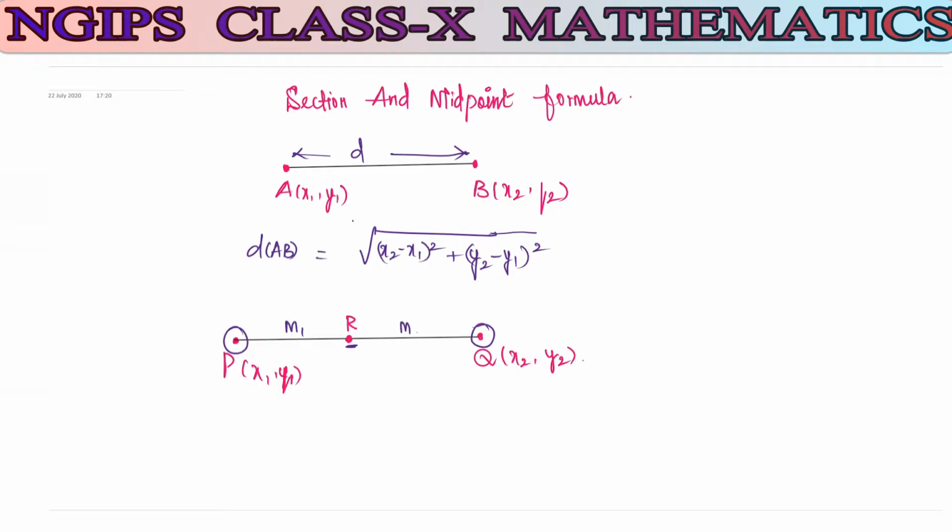We will discuss how to find out the coordinate when they have given 2 points and the ratio, or sometimes they will give the 2 points and the dividing point of the line joining the 2 points. They will ask us to find out this ratio. When they ask for the ratio, for that also we have the formula to find out the ratio.